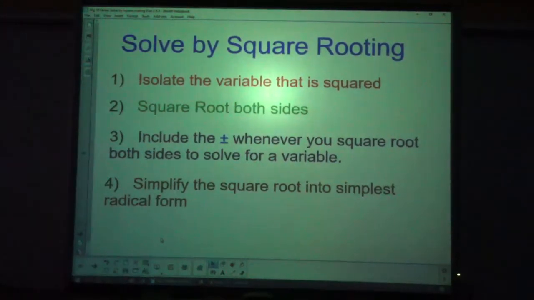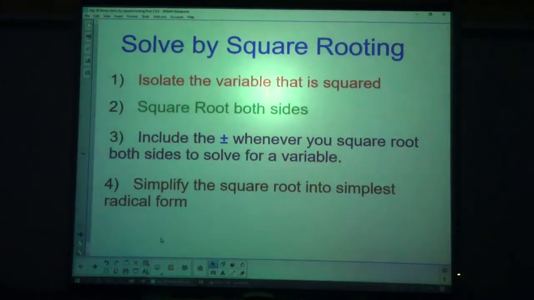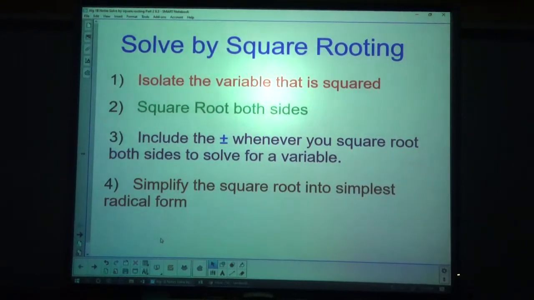Welcome. Today we're going to continue to solve by square rooting, but in this case it's not already got x squared on one side by itself for you in all cases. Sometimes it does, sometimes it doesn't. So the first step you should be taking is to isolate the variable that is squared.